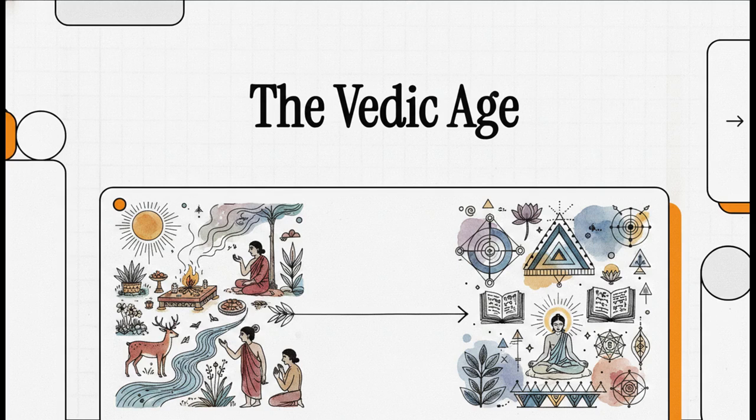Welcome to this explainer. Today we're setting off on an absolutely incredible journey through time, tracing the arc of one of human history's most fascinating civilizations. We're looking at the Vedic Age of ancient India. Together, we'll be tracing a monumental shift from a society focused intensely on physical, natural rituals to one that produced some of the most profound spiritual breakthroughs the world has ever seen.